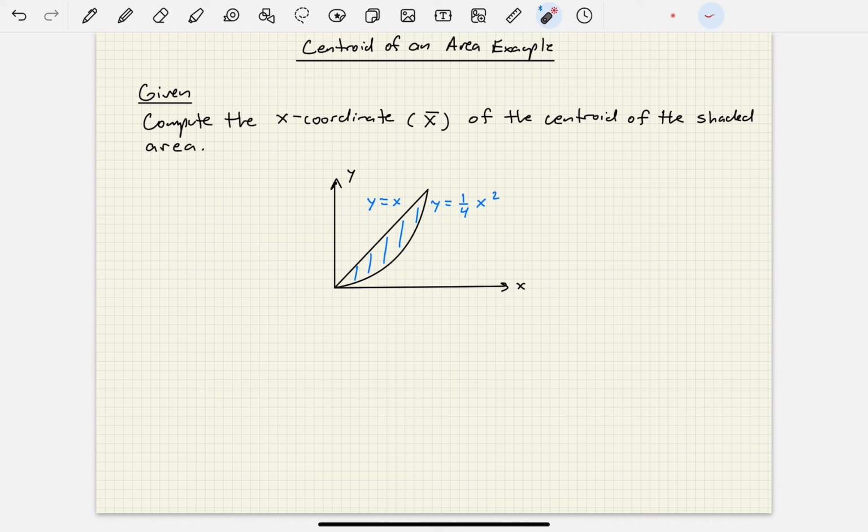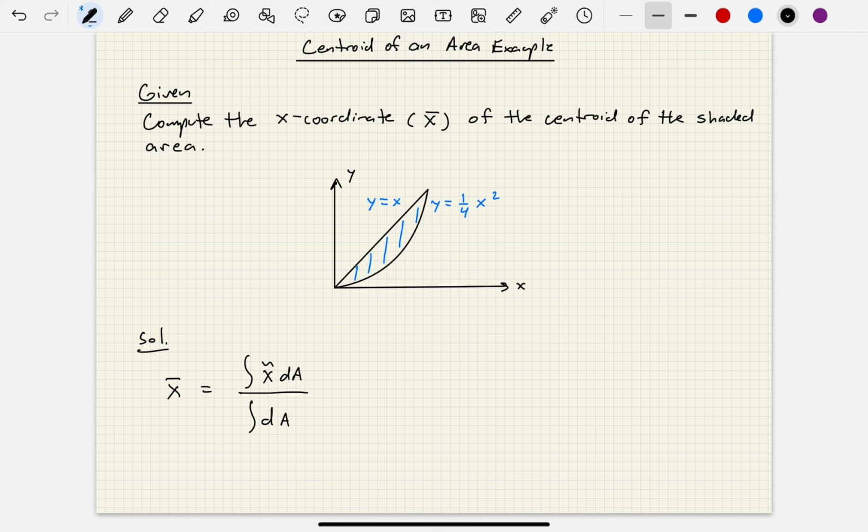Now, because we have an area bounded by two functions that is not a simple shape, of course we have this parabolic curve right here, then we're going to need to use the integral form of our centroid formula. So under solution, I'm going to write out the integral form of x bar. So we're going to have x bar equals the integral of x tilde dA divided by the integral of dA. That's the basic formula that we are going to end up using here, okay?